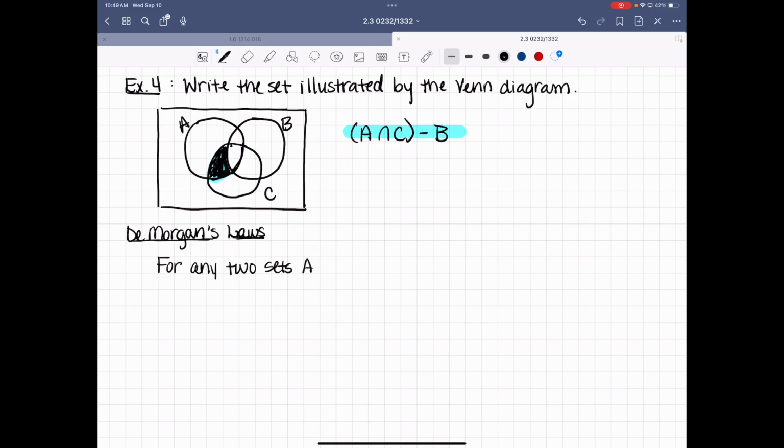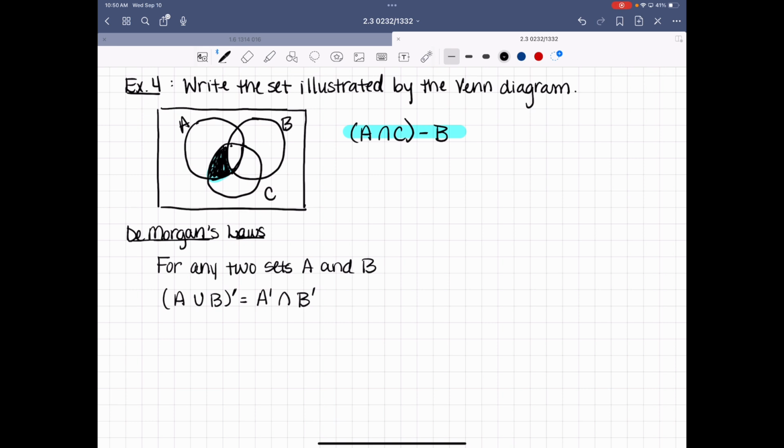A and B. A union B complement equals A complement intersection B complement. Okay? Now, you don't have to memorize that. We'll spend the next three examples, at least three examples, proving this law and the next one.